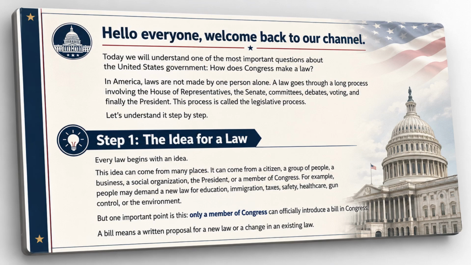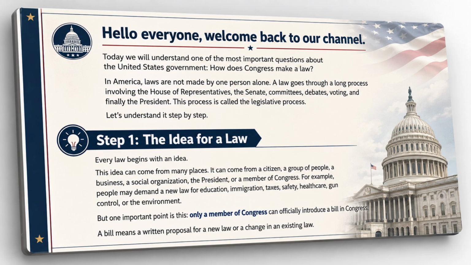Today we will understand one of the most important questions about the United States government. How does Congress make a law? In America, laws are not made by one person alone. A law goes through a long process involving the House of Representatives, the Senate, committees, debates, voting, and finally the President. This process is called the legislative process. Let's understand it step by step.